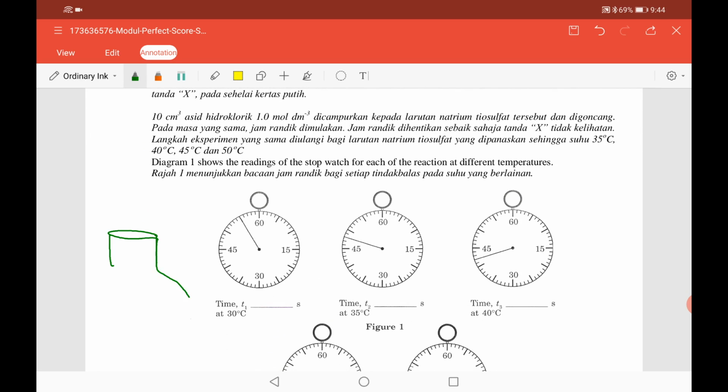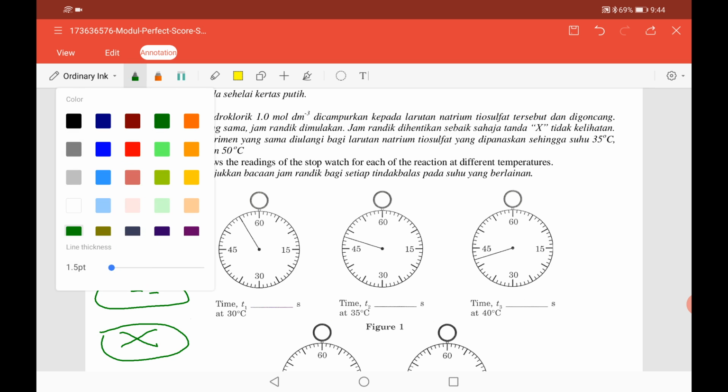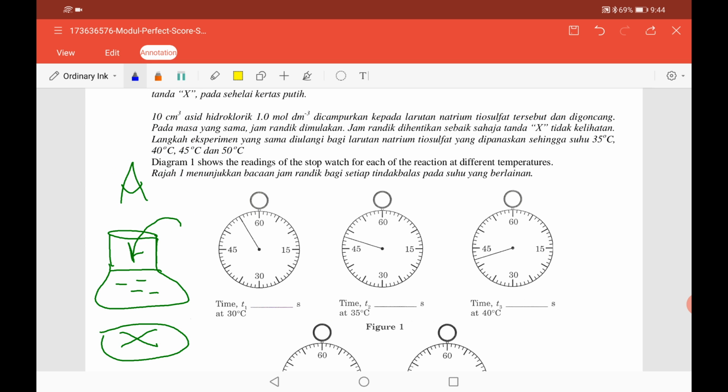Initially, you take a conical flask, and you take a piece of paper with a cross underneath. This is your eyes, so initially you can see the cross. Initially you put in a solution, which is sodium thiosulfate. Then you add in another solution, the acid. When the acid and sodium thiosulfate react, they will start to form some sulfur. The sulfur is insoluble. When we have more and more sulfur, the sulfur becomes very thick already, so our eyes can no longer see through here. So you will see the cross mark disappear.